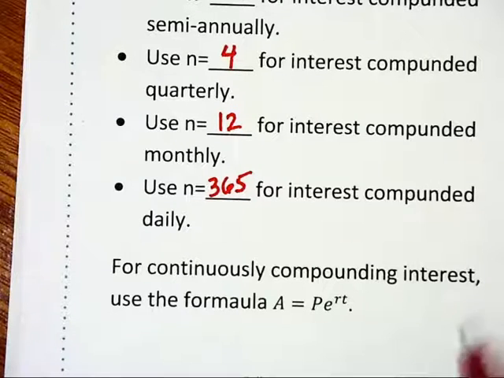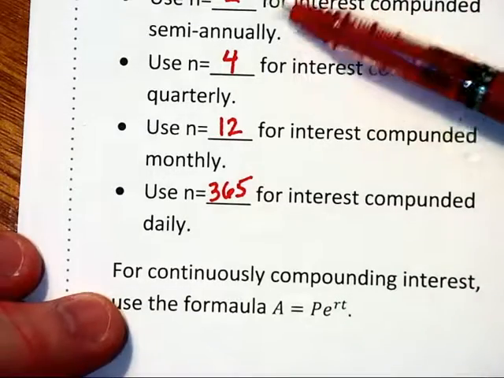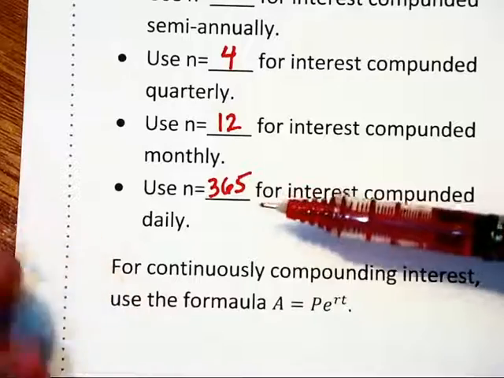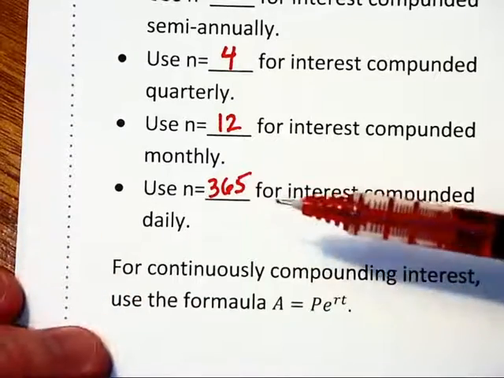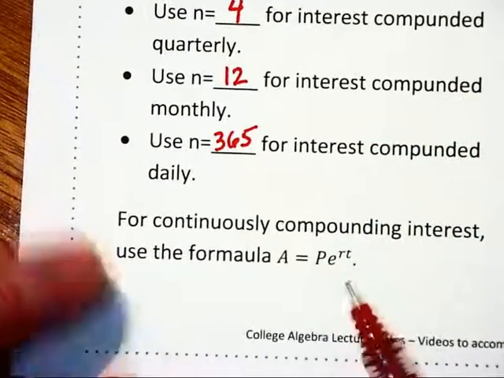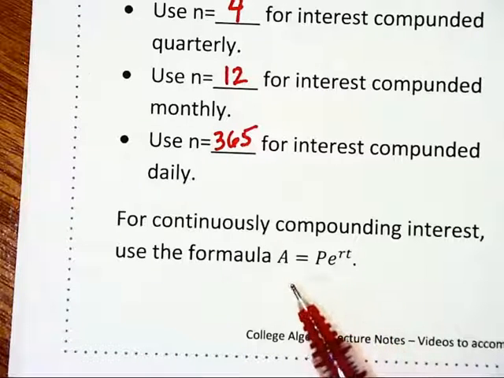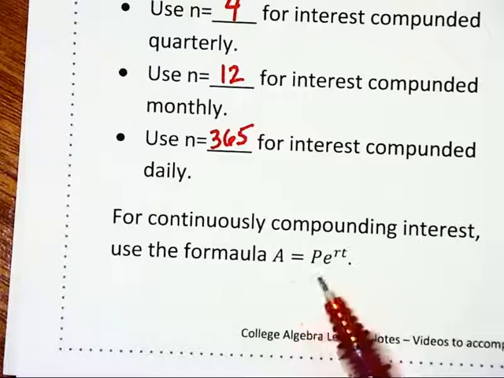Now, as you compound your interest more frequently, the amount of money you earn goes up. There is an upper limit. There is a maximum amount you can compound or earn, and that is governed by this compound formula, A equals Pe to the rt power.